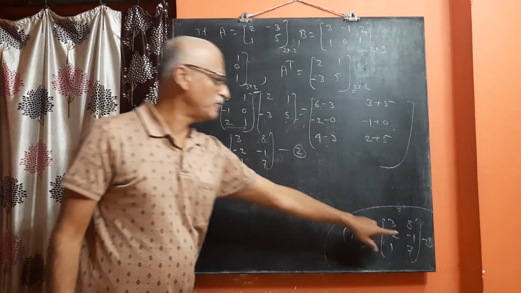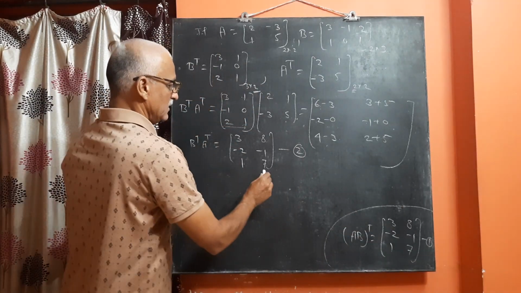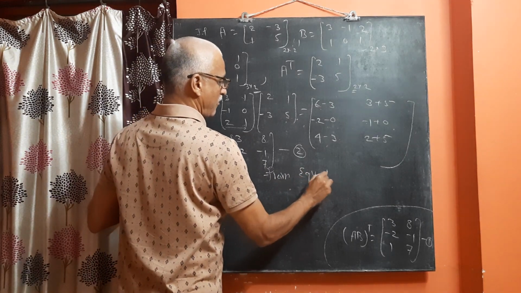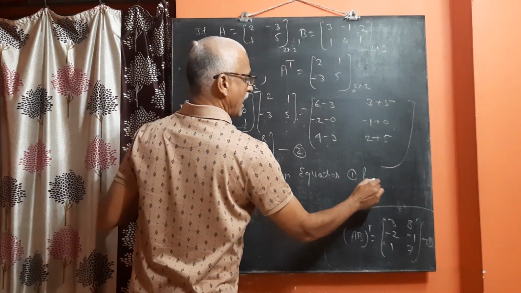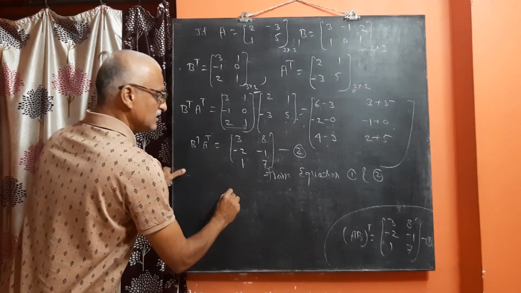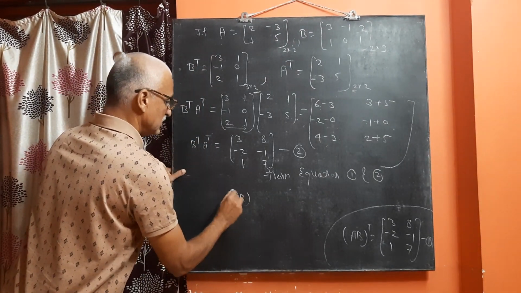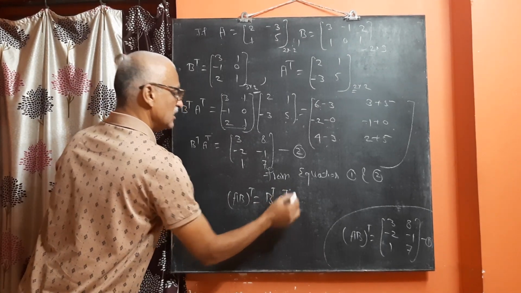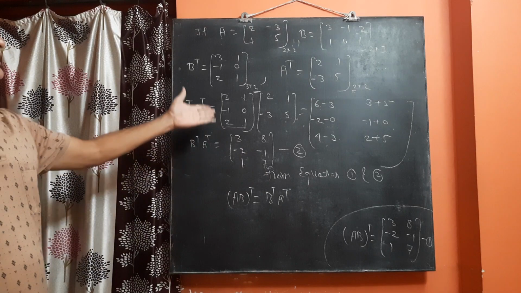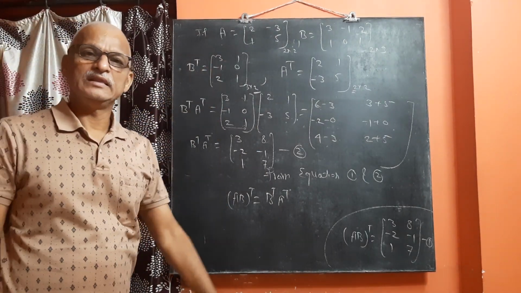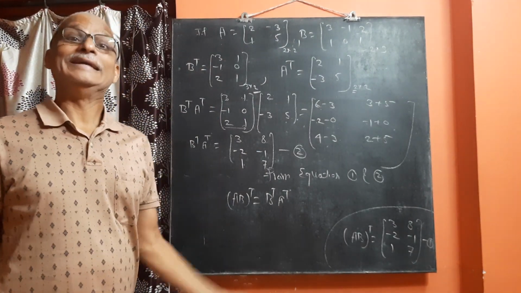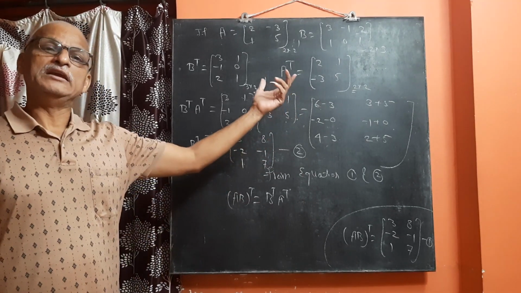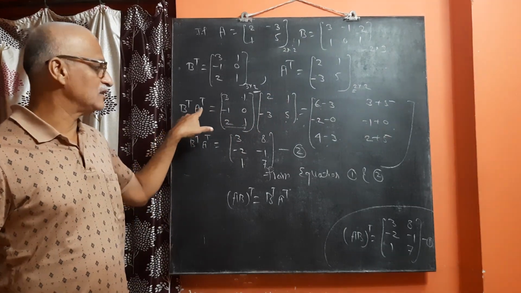So from equation 1 and 2, we can say that AB transpose is equal to B transpose into A transpose. So that is the multiplication of AB, then the transpose of AB, then transpose of B, then transpose of A, and finally the multiplication of transpose of B into transpose of A.